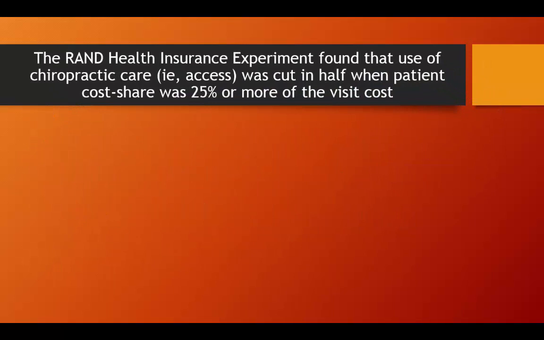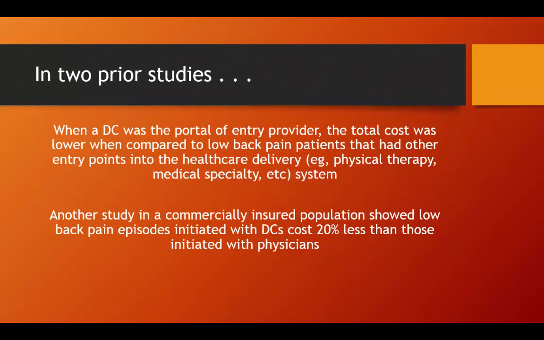Telling is that the Rand Health Insurance experiment found that the use of chiropractic care was cut in half when patient cost share was 25% or more of the visit cost, and indicated in these studies utilization of DC care did not keep pace with MD care. Yet in two prior studies, when a DC was the portal of entry provider, the total cost was lower when compared to low back pain patients that had other entry points into the healthcare delivery system, such as physical therapy or a medical specialty. Another study in a commercially insured population showed low back pain episodes initiated with DCs cost 20% less than those initiated with medical physicians.